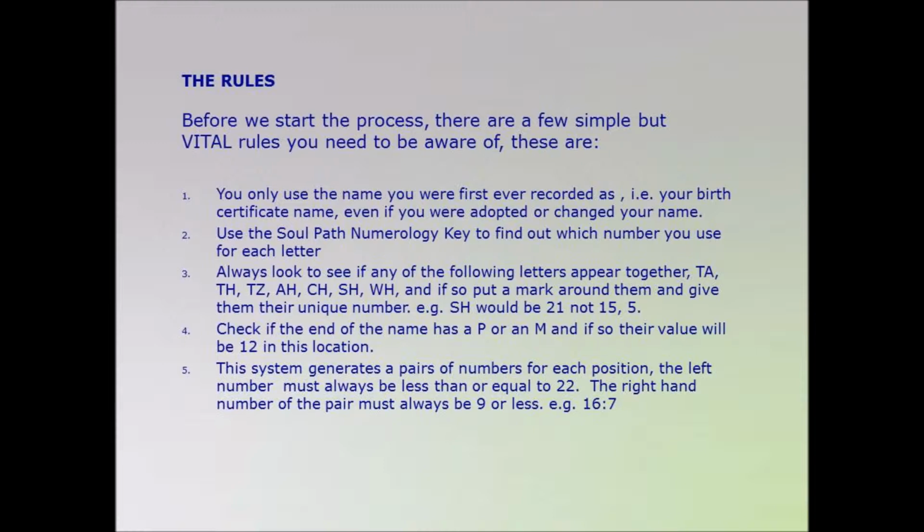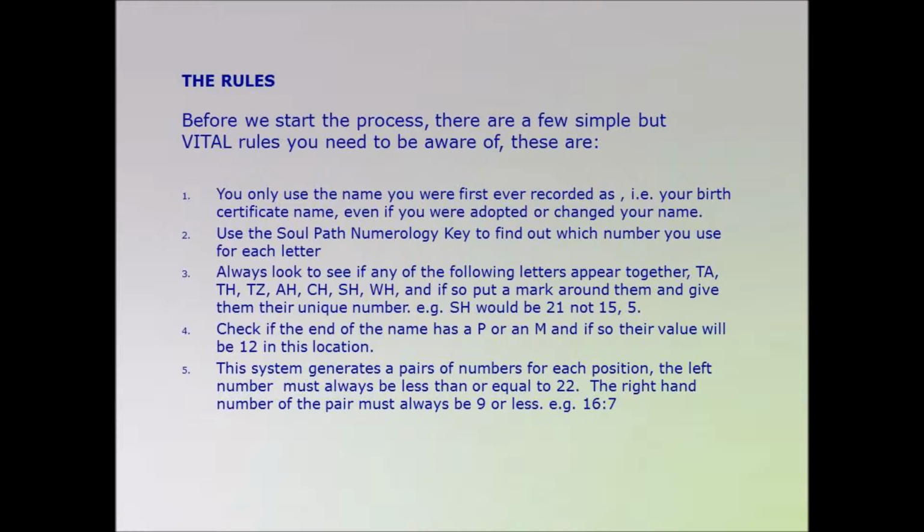Always, when you see the name, look if any of the following letters are actually together, if they appear. Now look what we have here. We've got the letter T and A together. We've got T and H, T and Z, A and H, C and H, SH, and WH. It's important. The first thing you do is when you see these letters, ring them, put a ring around them, highlight them, whatever way is distinctive, because when these two letters are together like this, we treat it as one sound. Therefore, it will only have one number to go with it. Here's an example. If you have SH, as in, say, Sheila, then S on its own would be 15, and H would be 5. But together, S and H is 21, because it's treated as a single sound.